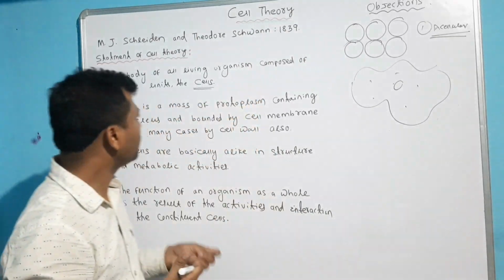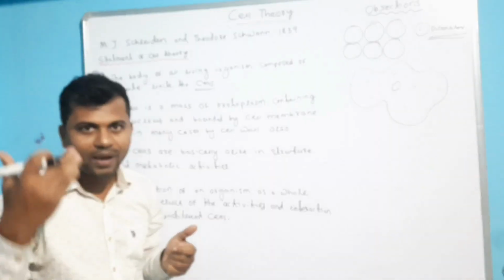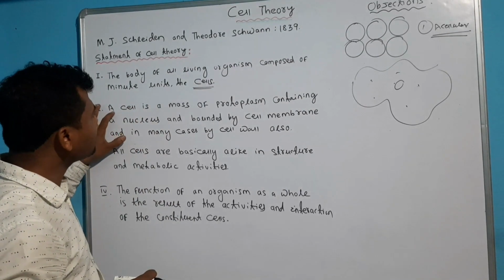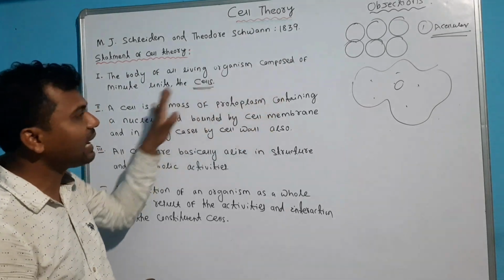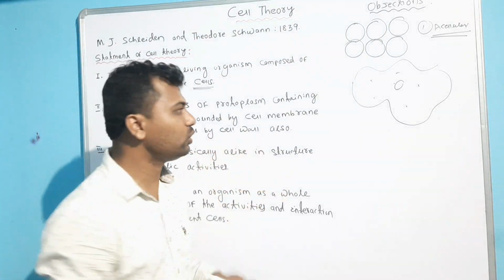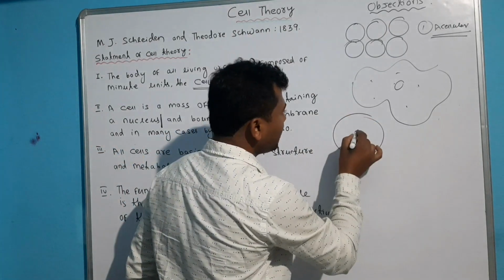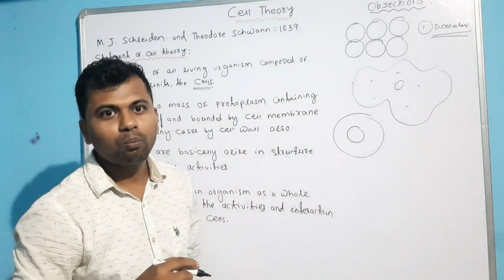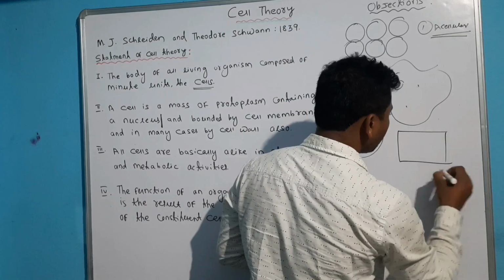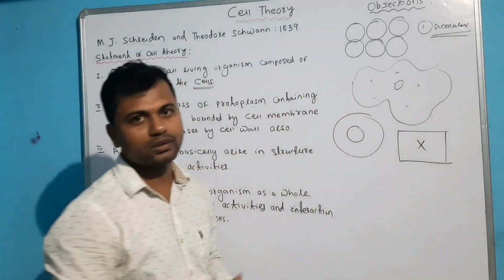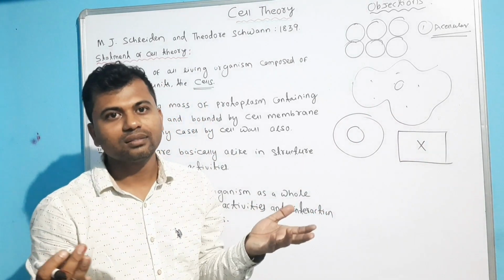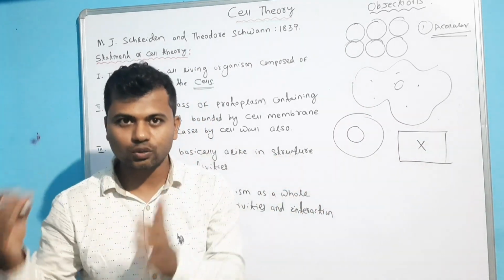Now come to statement number 2 and the drawbacks that come from it. Statement number 2 is: a cell is a mass of protoplasm containing a nucleus. So this statement implies a cell should have a nucleus. But later on we found that in some prokaryotic organisms, the bacteria, they do not have a nucleus. So those organisms where the nucleus is absent are also an objection to the cell theory.